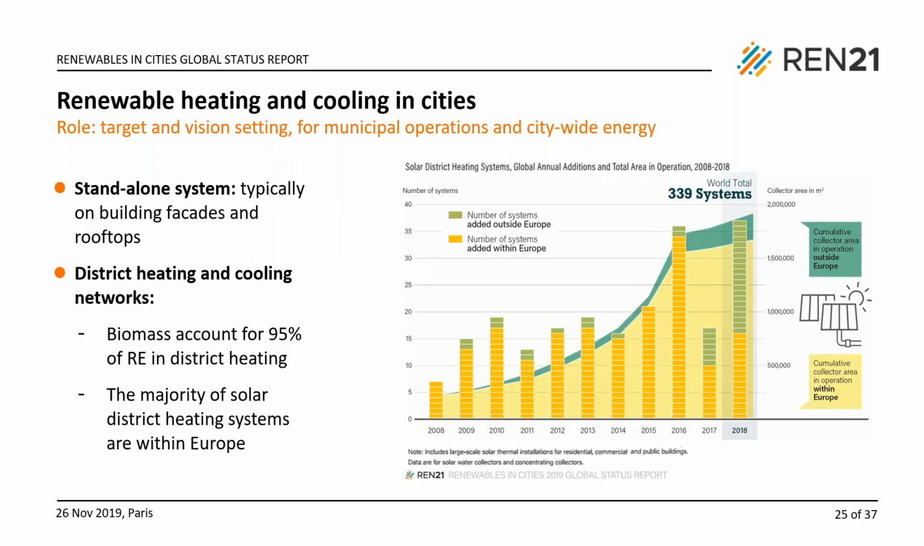Now, when we're looking into renewable heating and cooling in cities, there are basically two entry points to this. One is to develop and deploy standalone systems that are typically on building facades and rooftops. Very well-known solar thermal applications, but also geothermal to some extent, the combination of electricity with heat pumps. So there are clearly standalone systems, but also the development of district heating and cooling networks.